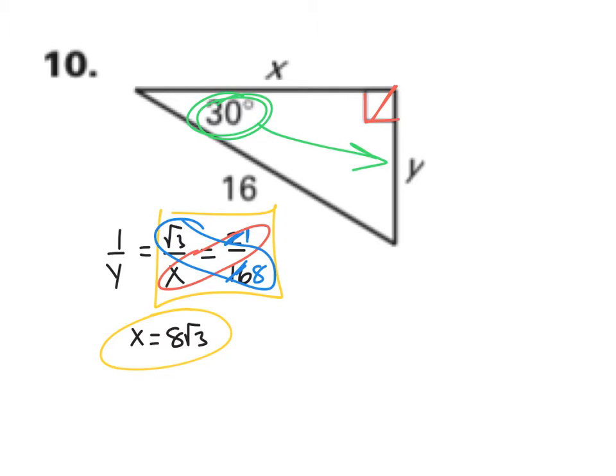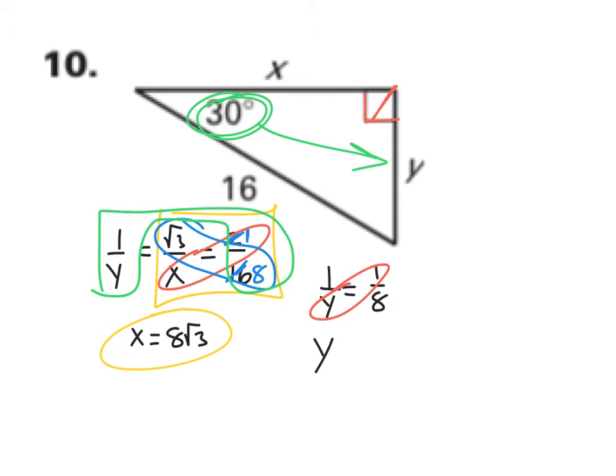Okay, and now I want to solve for y. So I'm going to take the outside fractions, since those are the ones I know. I'm going to rewrite that just to make it clear. Remember, I reduced that fraction. That's where I got the 1/8 from. And I can cross multiply. So y times 1 equals 1 times 8.